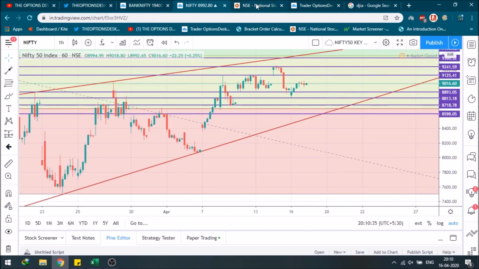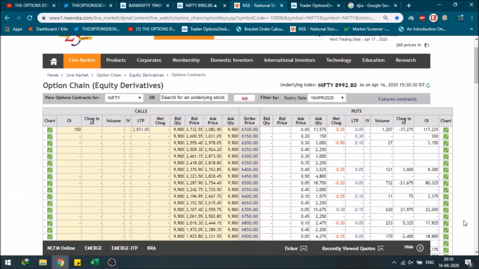Now directly jumping to the option chain. As you can see, the market closed at 8992 on 16 April at 15:30, that is 3:30 p.m., and today the time is 8:10. So now let's go for the option chain. Let's reload it, just a moment.